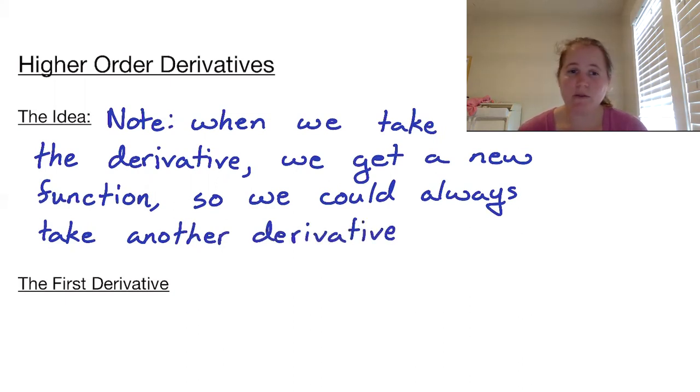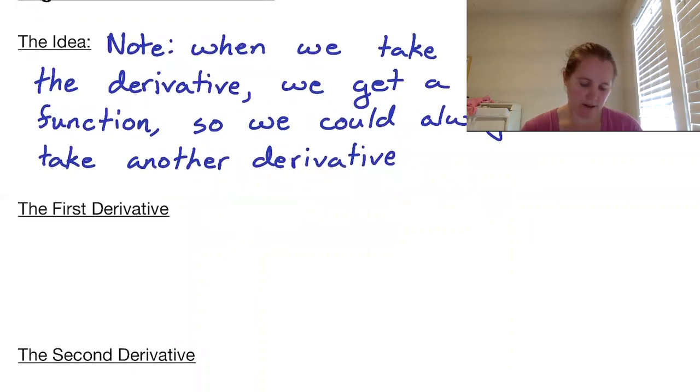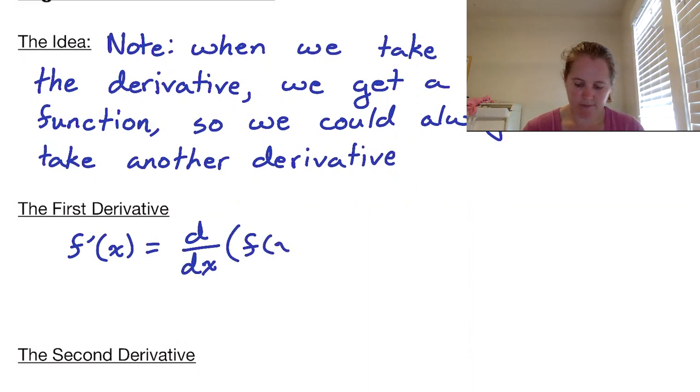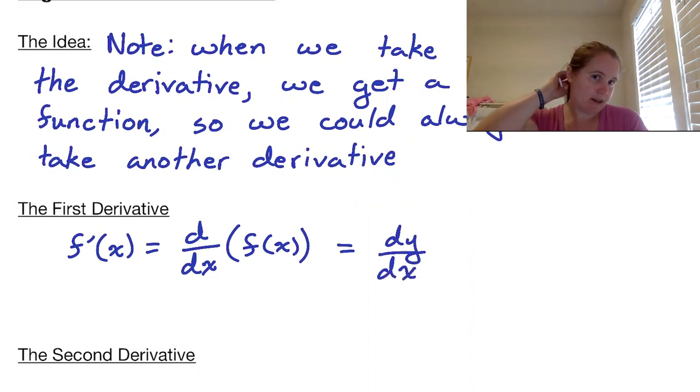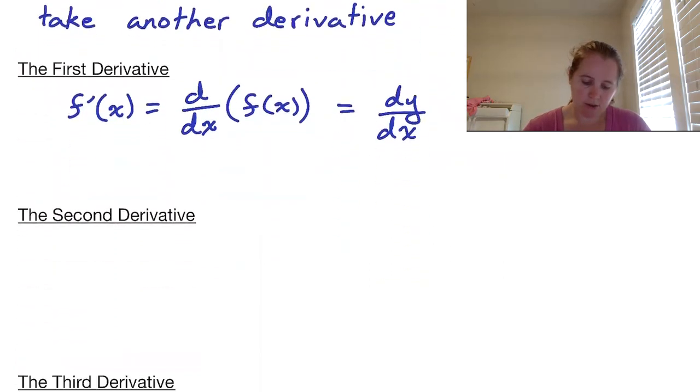So the first derivative we have seen, right? This is f prime of x, or the derivative of f of x. And then if we view f of x as y instead of f of x, we will also see this as dy dx. Right? And again, this is just our standard limit definition of the derivative we have been working with.